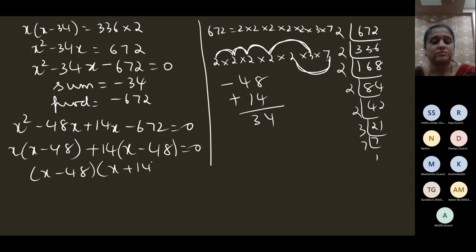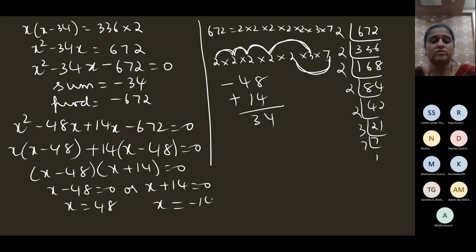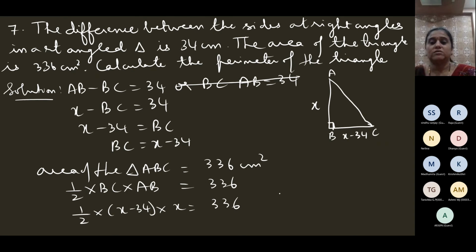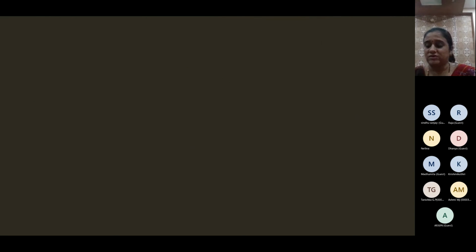I'm not explaining. So x minus 48 is equal to 0. X is equal to 48, or x plus 14 is equal to 0. X is equal to minus 14. This is not possible. Minus 14 cannot be the value of x here. So x is equal to 48. Who's x? AB is x. So we have to find the perimeter of the triangle.